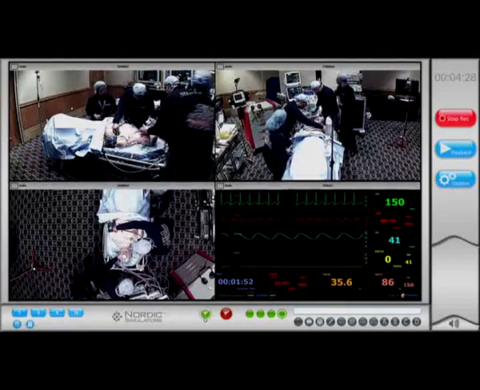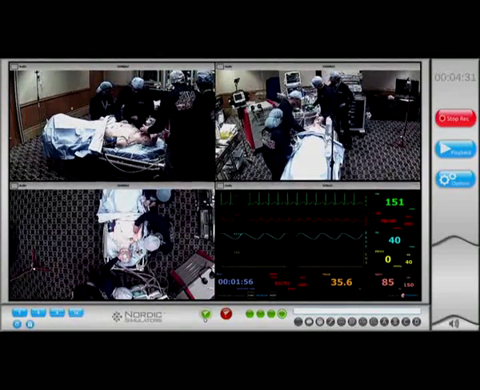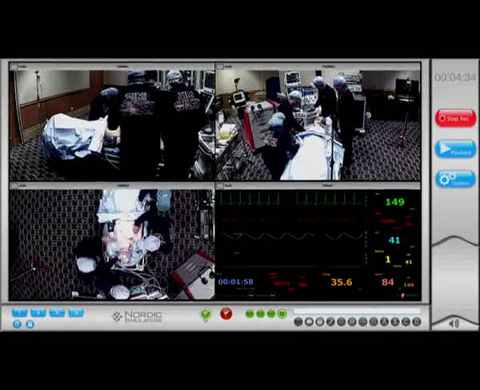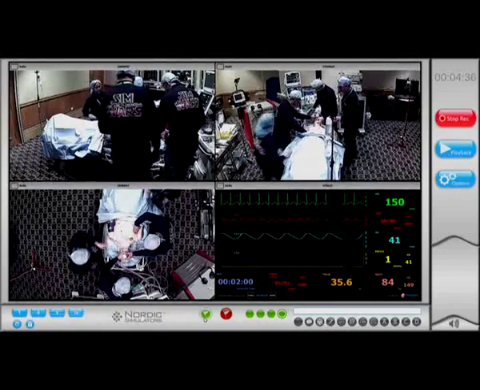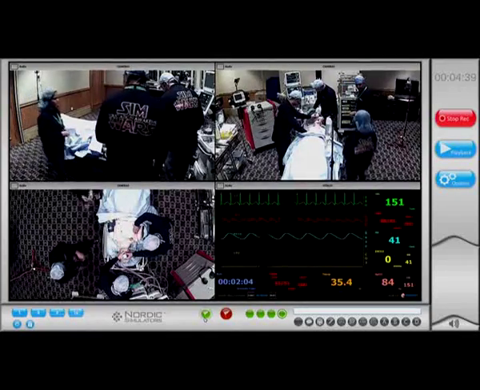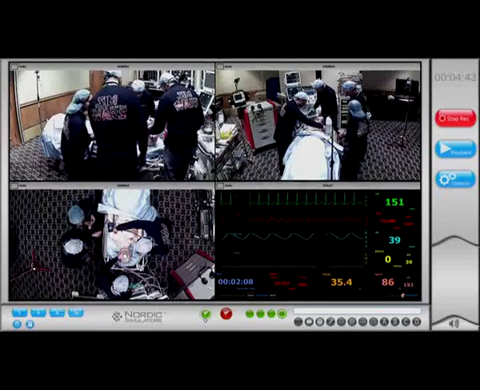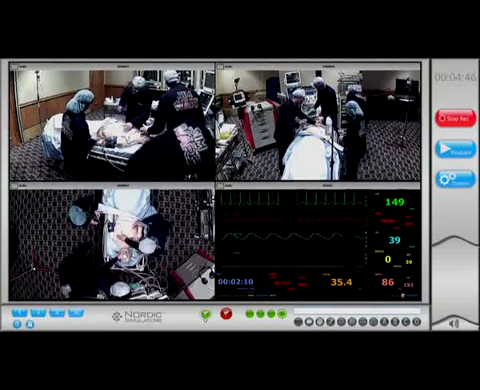Do you want another line, doctor? Right, 3 liters, doctor. Yes, sir. Is he breathing? Just 1 second. You're ventilating? Yes. Can you get another IV fluid? There's decreased air entry on the left side.